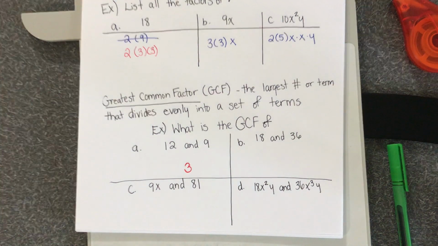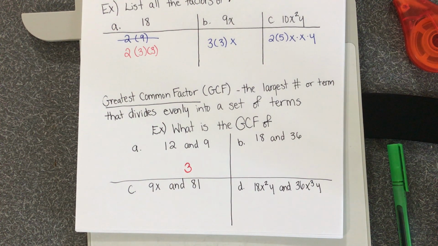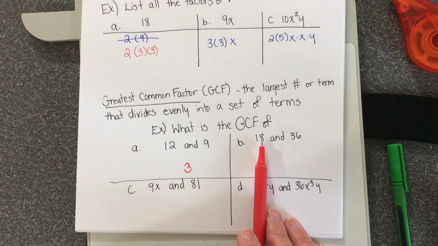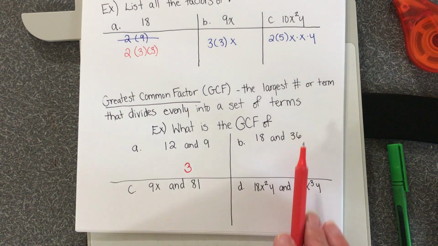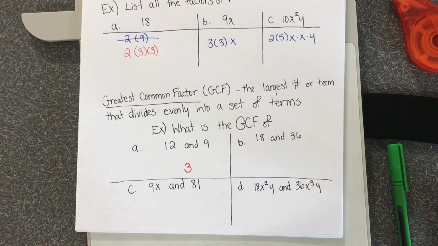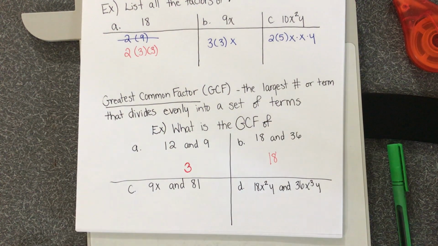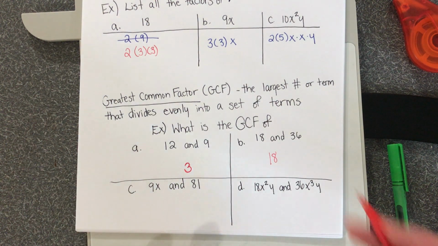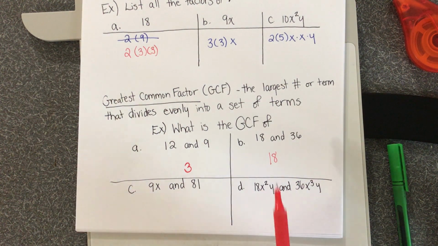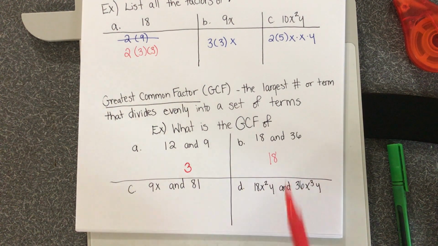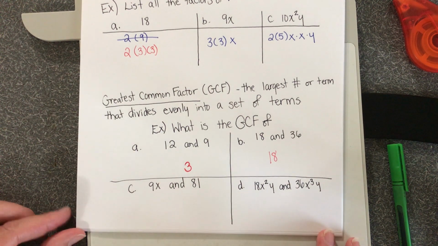So what about 18 and 36? Again, I ask myself, will 18 divide evenly into 36? The answer is yes, it will. 18 will divide evenly into 36 because 18 times 2 is 36. So 18 is my GCF because 18 divides into itself and 18 divides into 36.